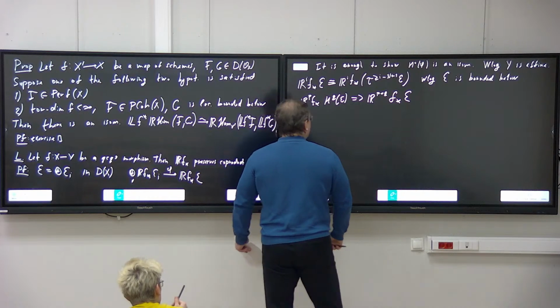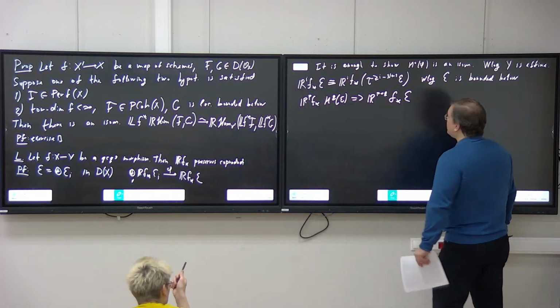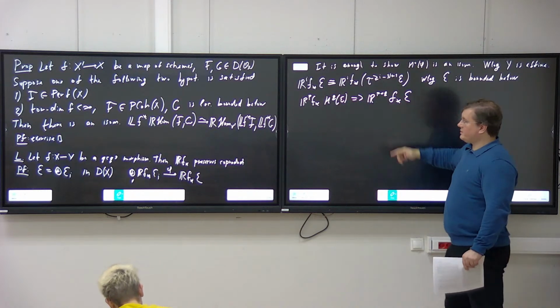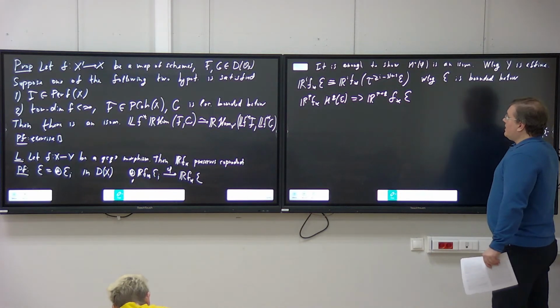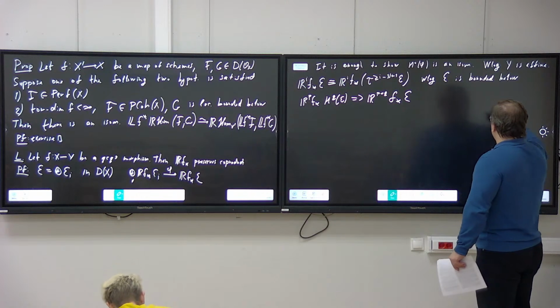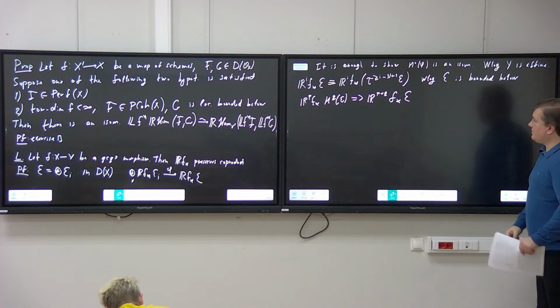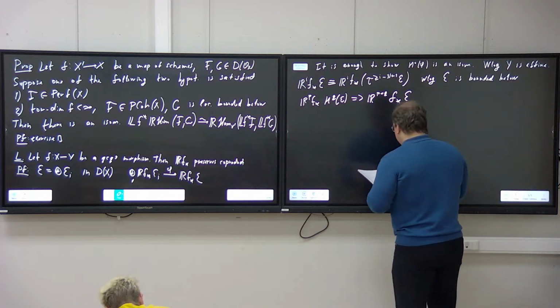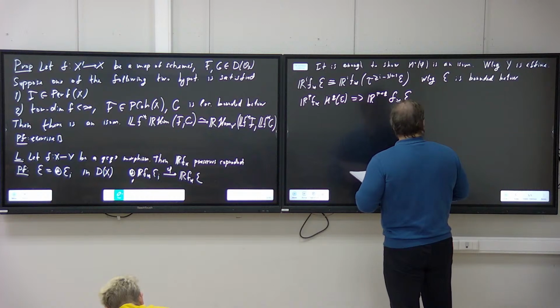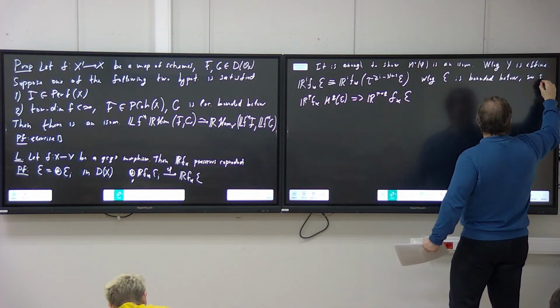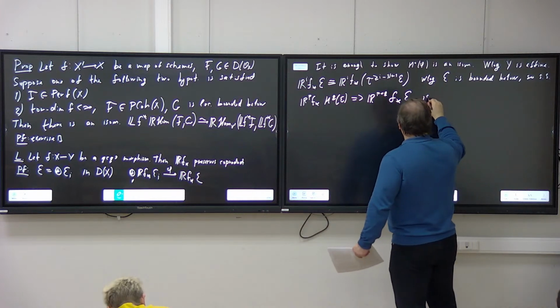So why can we assume it's bounded below? Because of this isomorphism. Yeah, because you can compute this thing as the right-hand side of this identity, and I'm using bounded below to say that there is a convergent spectral sequence. If this is not bounded below, you can't claim this is convergent. Okay, so let me say, a spectral sequence like this is convergent.